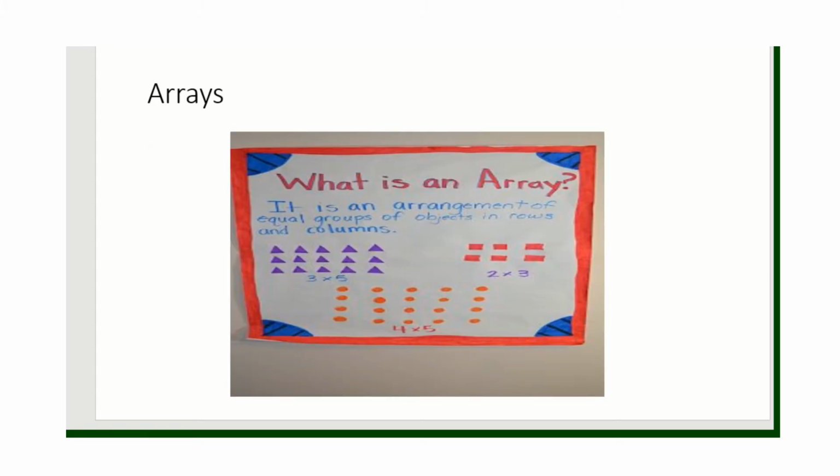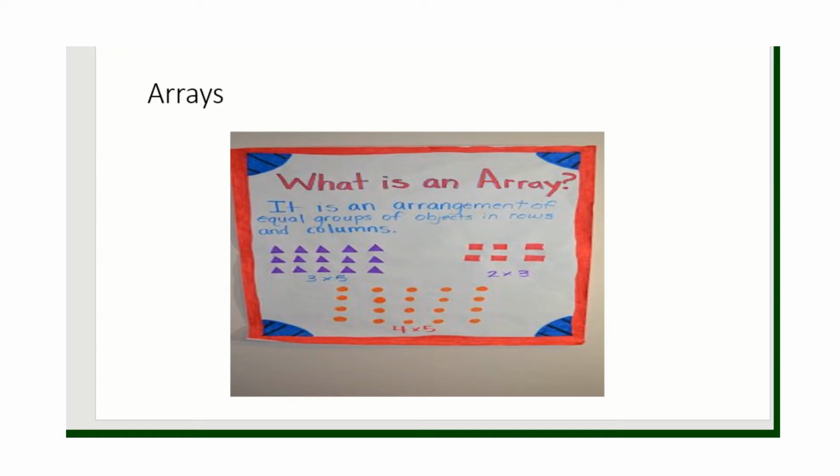So what is an array? It is an arrangement of equal groups of objects in rows and columns. Look, so the first one, look, three rows of five, or five columns of three. So three times five, that is. But if it was in columns, it would be five lots of three, five times three.